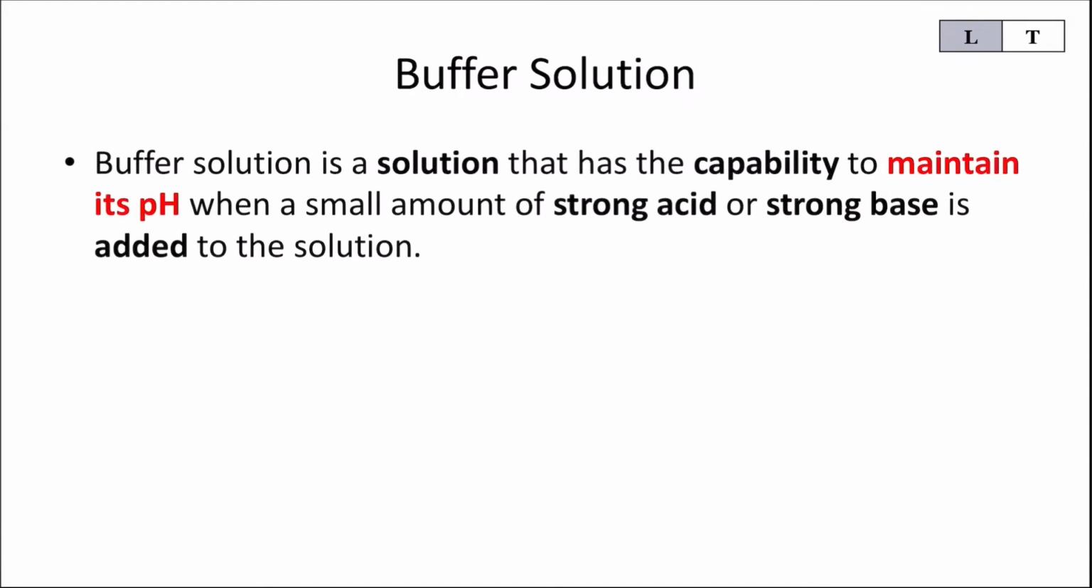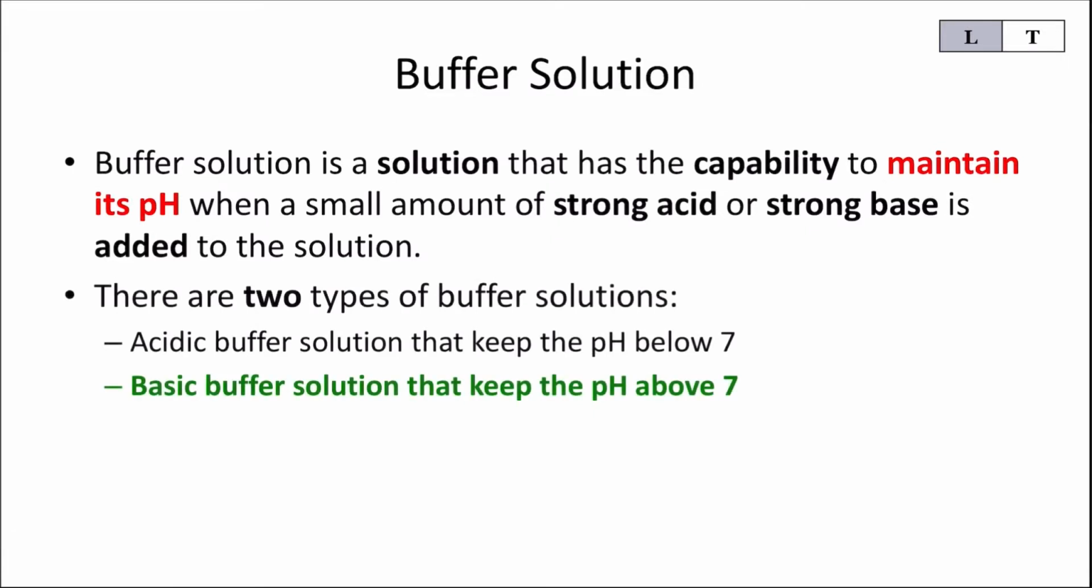So just recap, what is the buffer solution? It is a solution that has the capability untuk maintain its pH walaupun awak tambah a small amount of strong acid ataupun small amount of strong base. Bila kita nak tambah, kita tak boleh tambah banyak terus tau. Kita akan tambah drop by drop. Okay, so ada dua types of buffer solution. The first one, acidic buffer solution, and the second one adalah basic buffer solution. This is what we are going to focus in this video today.